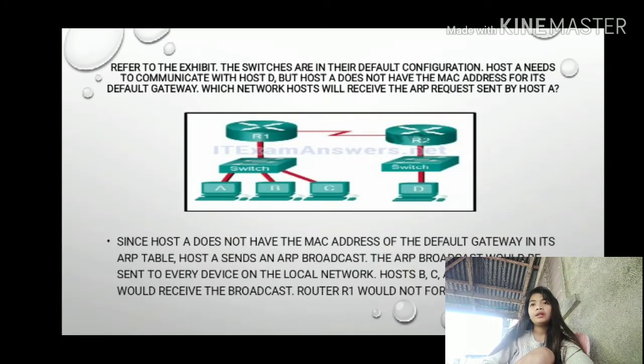Refer to the exhibit. The switches are in their default configuration. Host A needs to communicate with host D, but host A does not have the MAC address for its default gateway. Which network hosts will receive the ARP request sent by host A? Since host A does not have the MAC address of the default gateway in its ARP table, host A sends an ARP broadcast. The ARP broadcast will be sent to every device on the local network: hosts B, C, and the router.